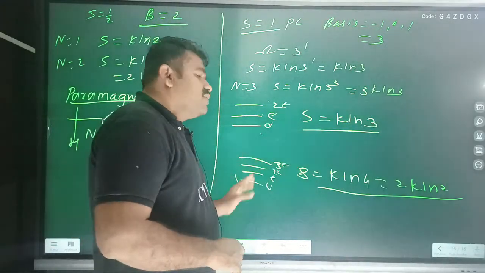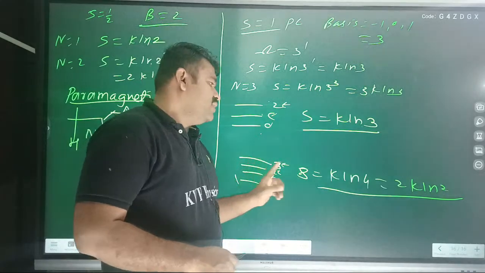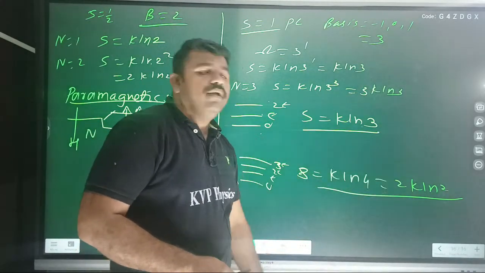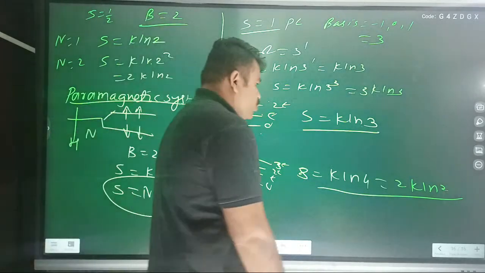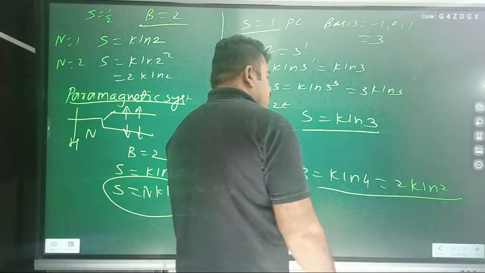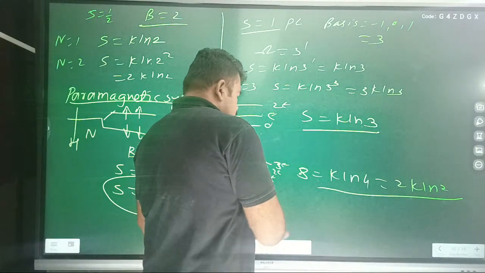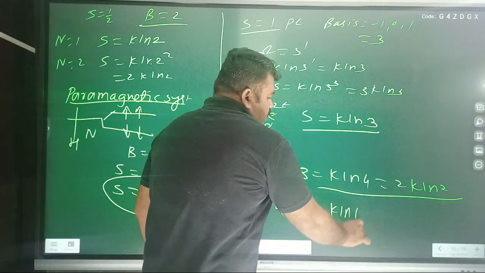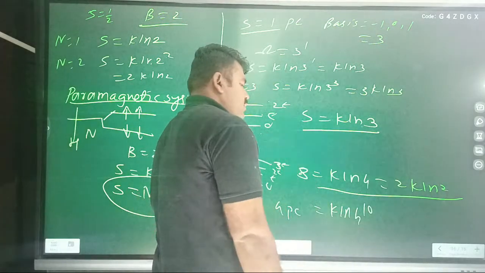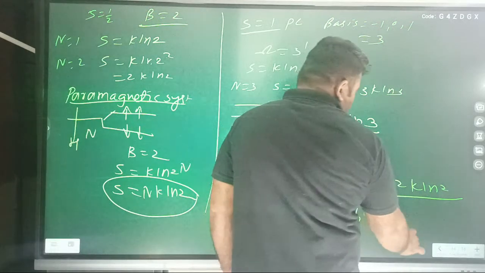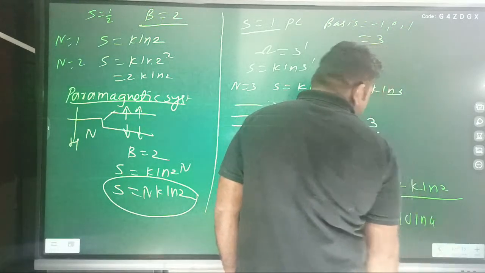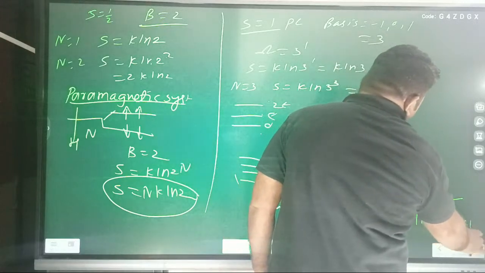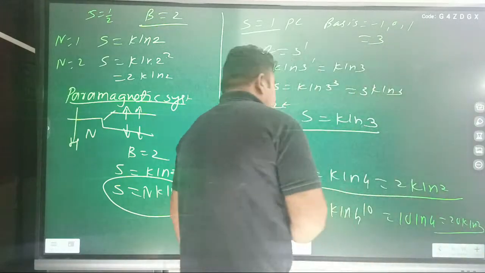For this system, we can choose 4 particles or 10 particles. Then this becomes S equals K ln of 4 raised to 10. With 4 particles, this becomes K ln 4 to the power 10, which is 10 K ln 4. And we can also write this 4 as 2 to the power 2. So this is like 20 K ln 2. This is the answer for this.